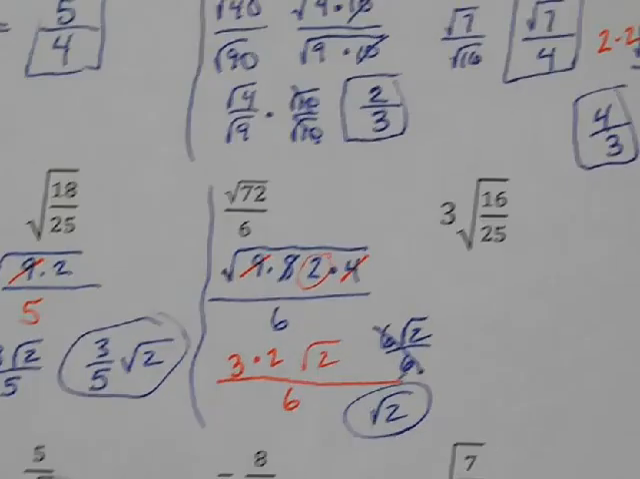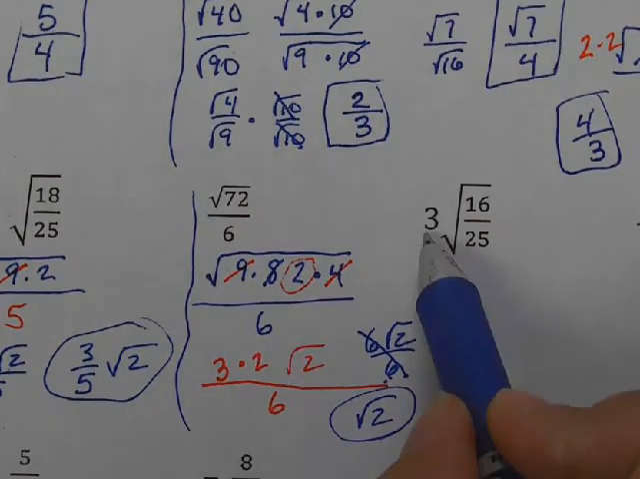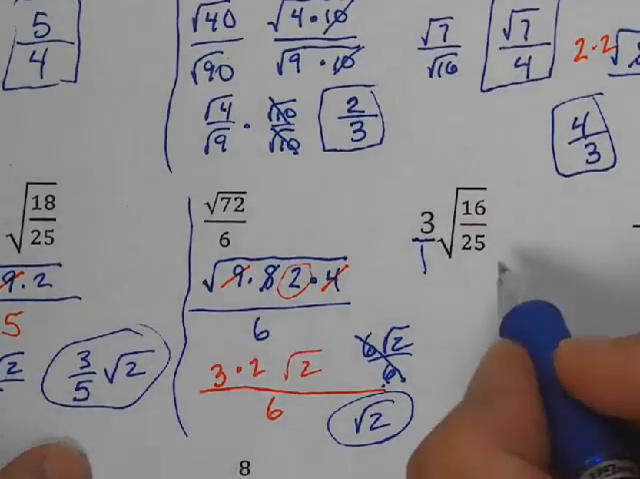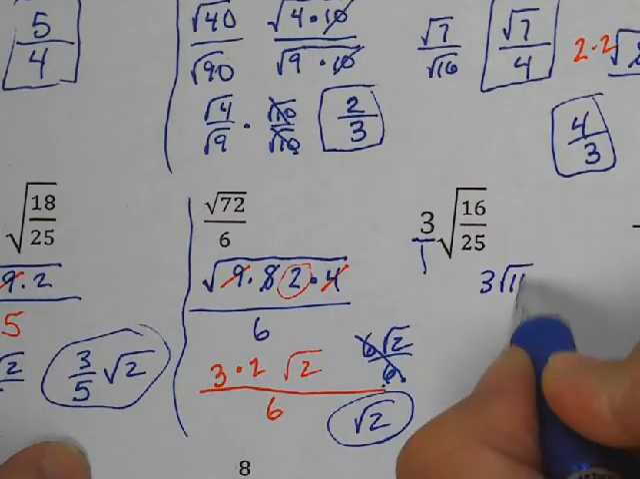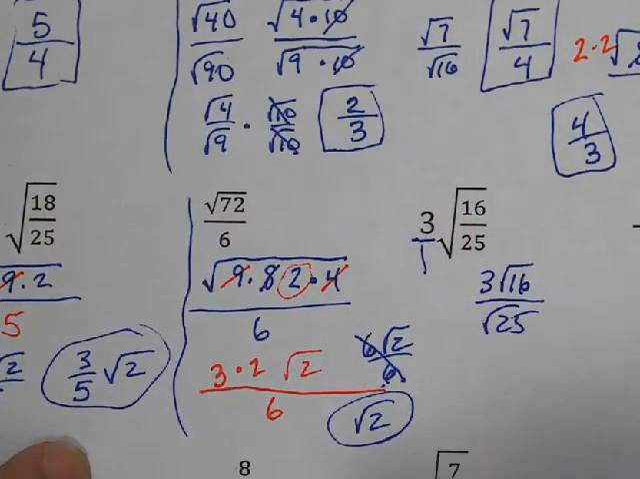Okay, look at the next one. This one is 3 square roots of 16 over 25. So since this is the number 3, and 3 can be written as 3 over 1, when I simplify this, I'm going to put 3 and square root of 16 together on the top, and on the bottom, just the square root of 25. Now I'm ready to simplify.